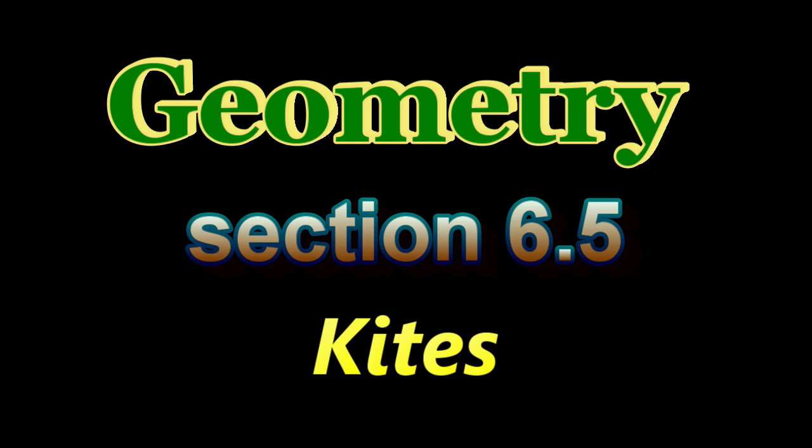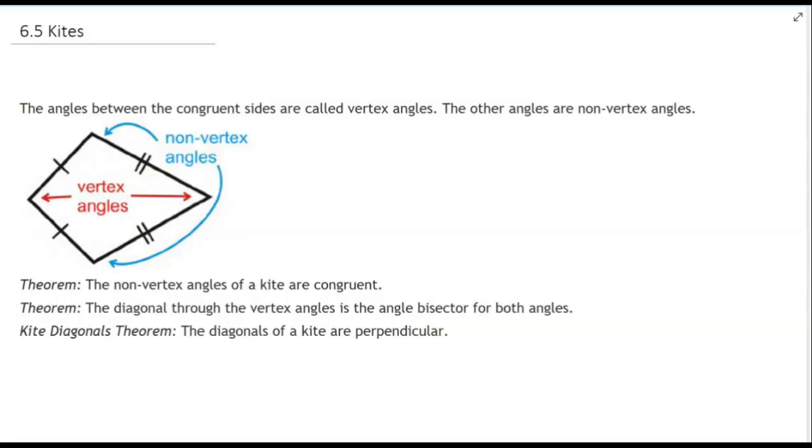In this section, we're going to focus strictly on kites. So we're not actually going to do the book section. We're going to focus on kites because you're going to see more of that than isosceles trapezoids, which your book also covers. Here's a couple of theorems for you and a diagram for clarity.